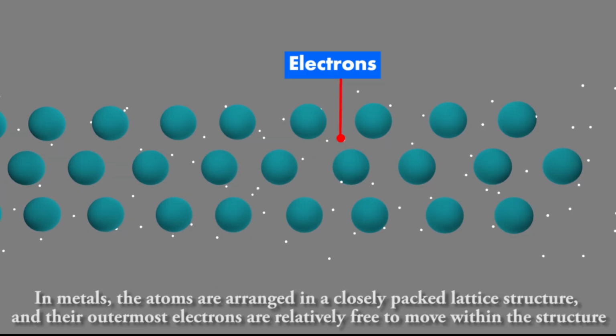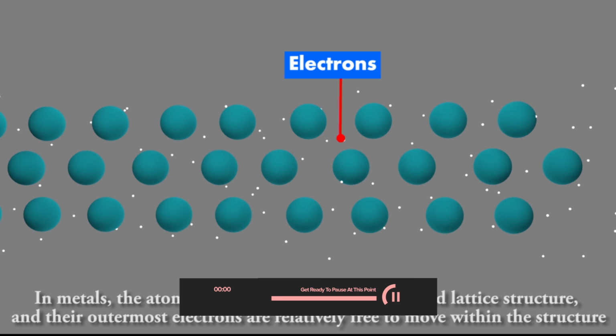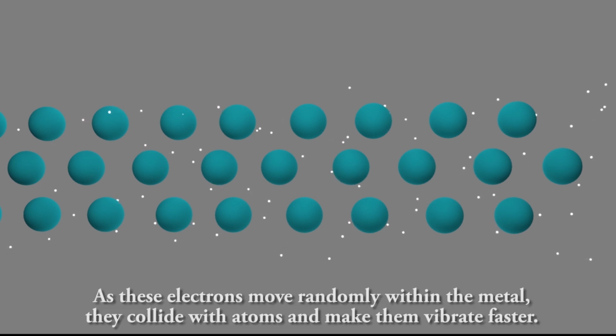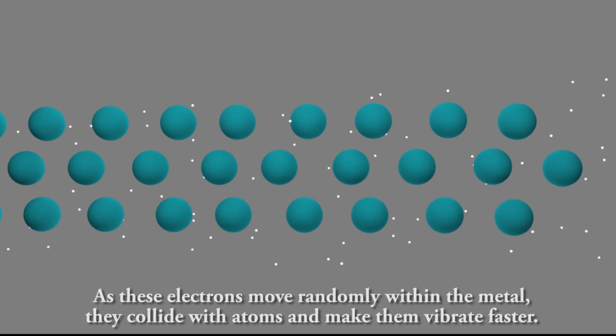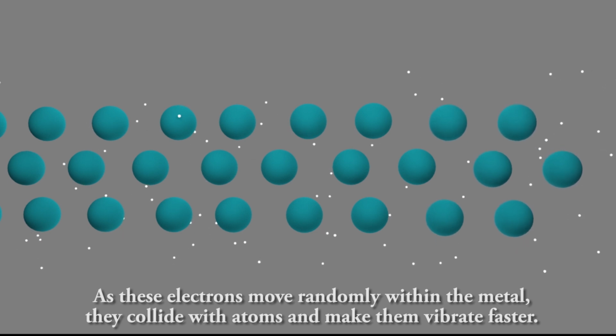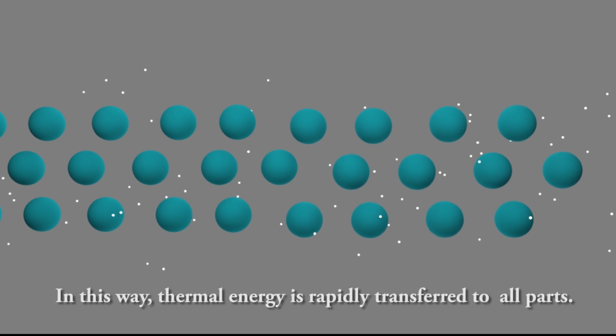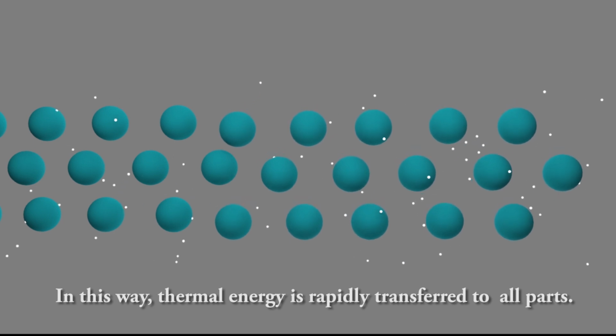In metals, the atoms are arranged in a closely packed lattice structure, and their outermost electrons are relatively free to move within the structure. These mobile electrons are often referred to as a sea of electrons. As these electrons move randomly within the metal, they collide with atoms and make them vibrate faster. In this way, thermal energy is rapidly transferred to all parts.